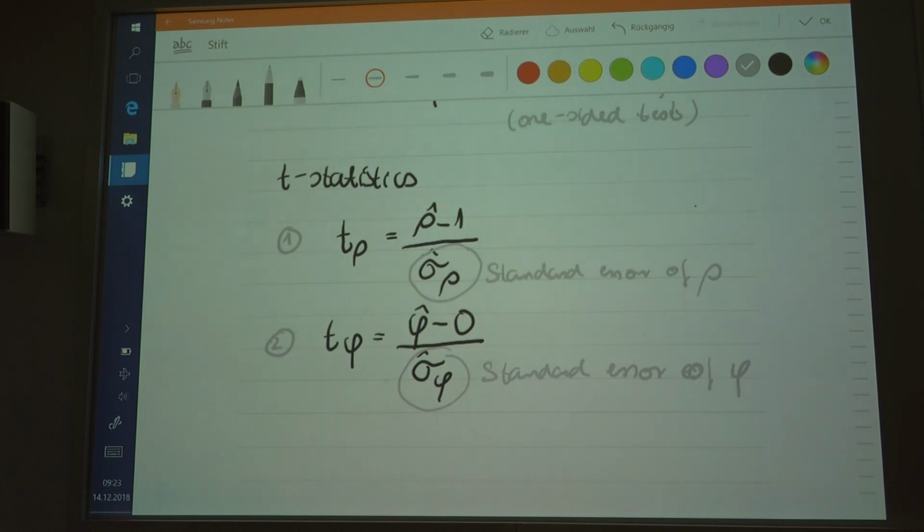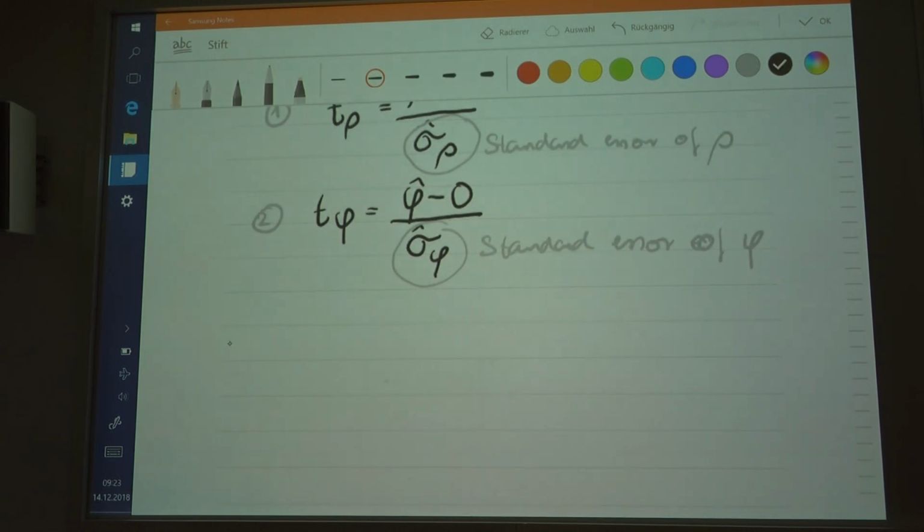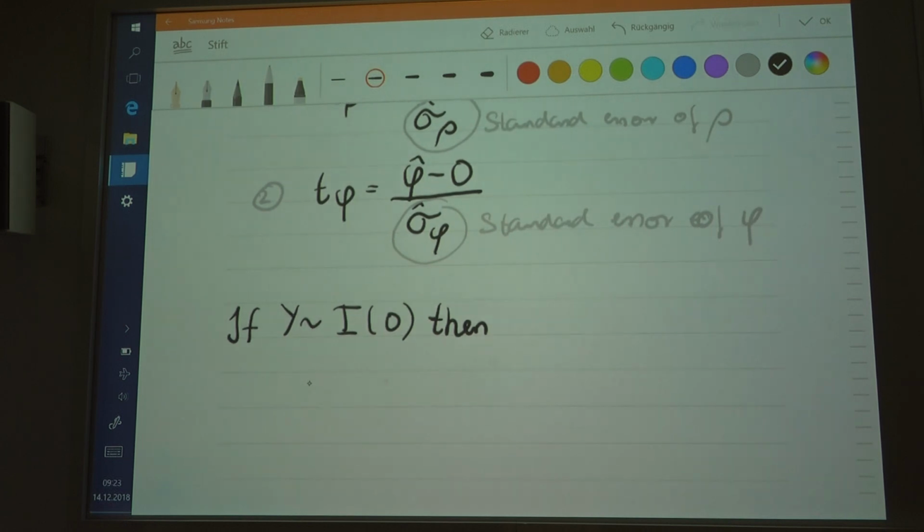Okay? Now, on the one hand, we have seen this in the previous section, but I'm going to summarize that. So if the process is stationary, or integrated of order 0, then the test statistics, both of them, T rho and T phi, converge in distribution to the standard normal distribution. So they will be asymptotically normal. We had that. So basically you can use the normal distribution for that.